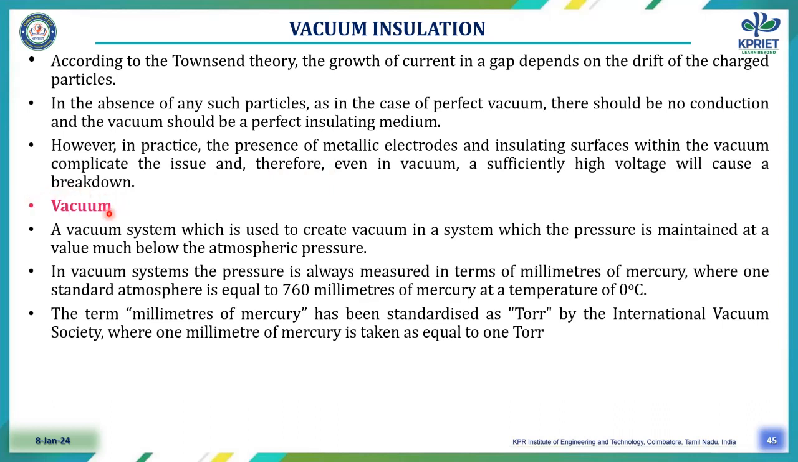First we are going to see what a vacuum is. A vacuum system is used to create a vacuum in which the pressure is maintained at a value much below atmospheric pressure. In vacuum systems, the pressure is always measured in terms of millimeters of mercury. One standard atmosphere is equal to 760 millimeters of mercury at a temperature of 0 degrees Celsius. The term millimeter of mercury has been standardized as torr by the International Vacuum Society, where 1 millimeter of mercury is taken as equal to 1 torr.